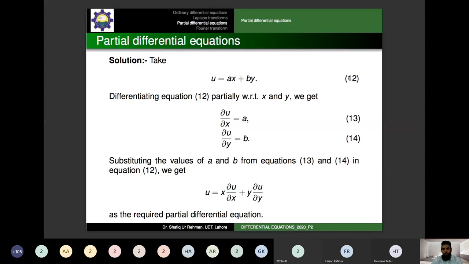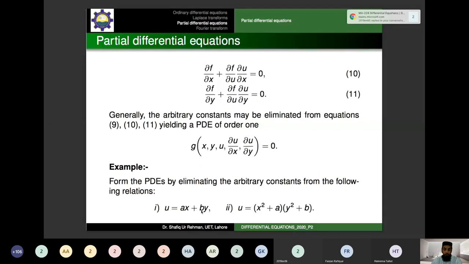We need to differentiate it partially with respect to x and y, since u is a function of x and y. Remember, this is the case when the number of arbitrary constants is equal to the number of independent variables. You see, in this relation, the number of independent variables is 2, and the number of arbitrary constants is also 2. So the number of independent variables is equal to the number of arbitrary constants.